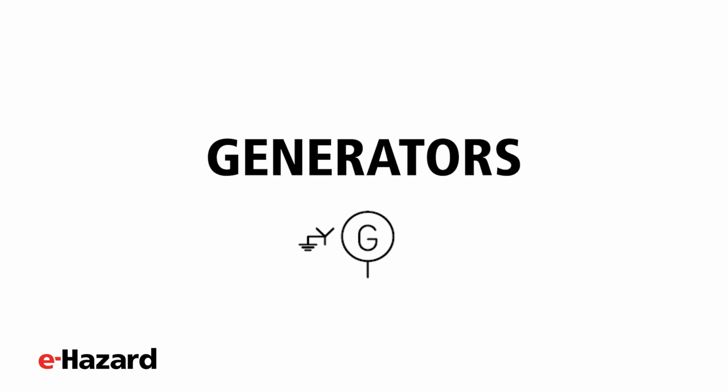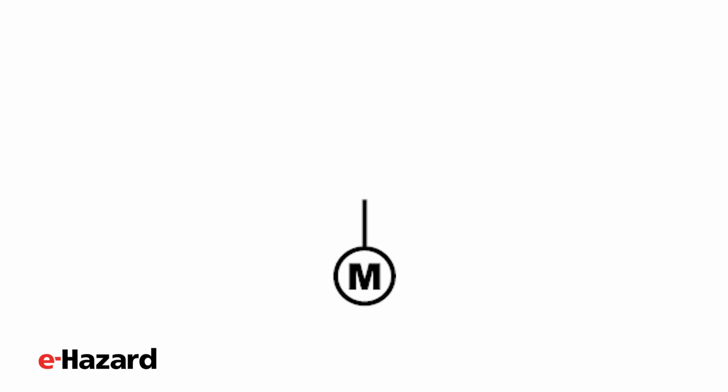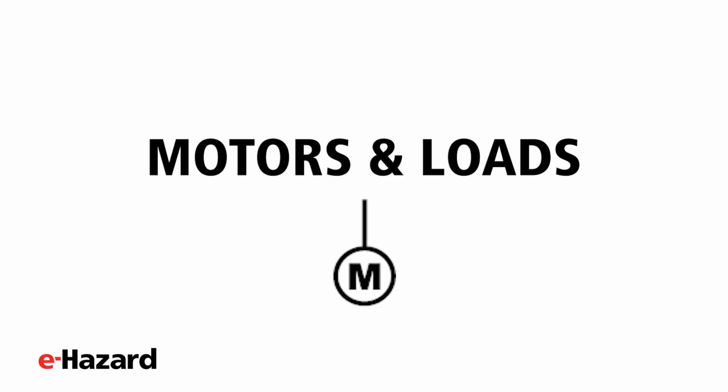Generators. A generator is shown as a circle with a capital G inside. You'll see its kW or kVA rating, voltage, and often the transfer switch that connects it to the system. Motors and loads. Motors appear as a circle with M. Other loads, like lighting panels or HVAC units, are often shown as boxes or triangles with labels.